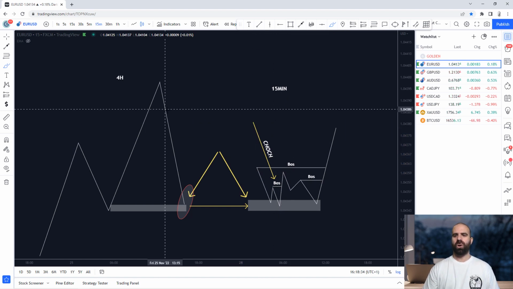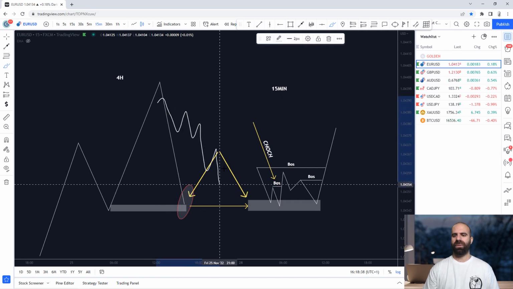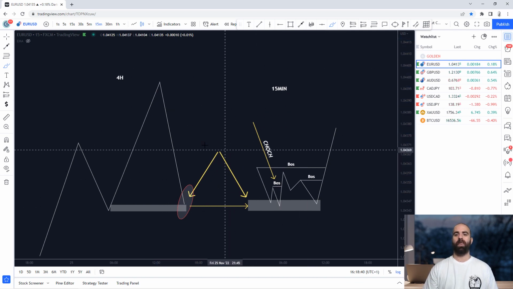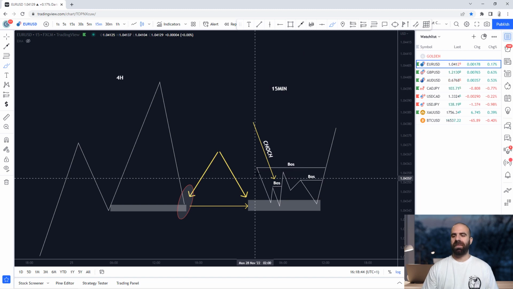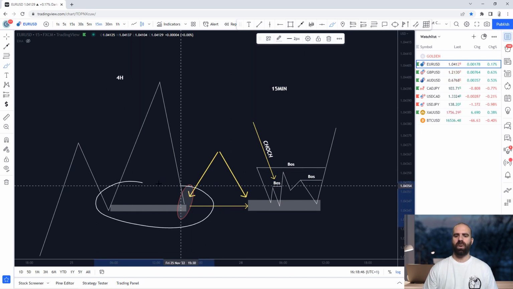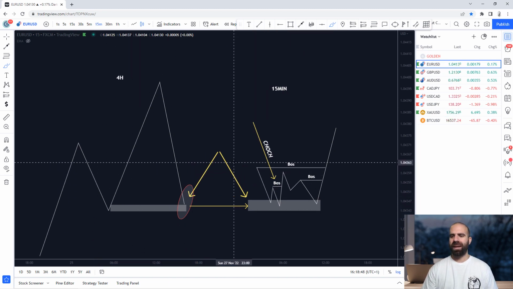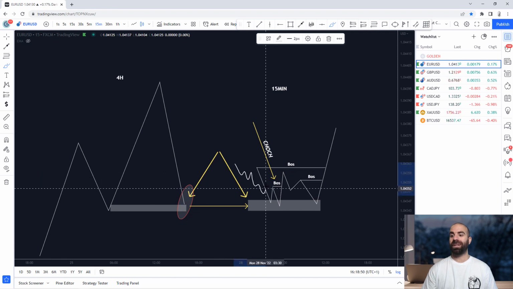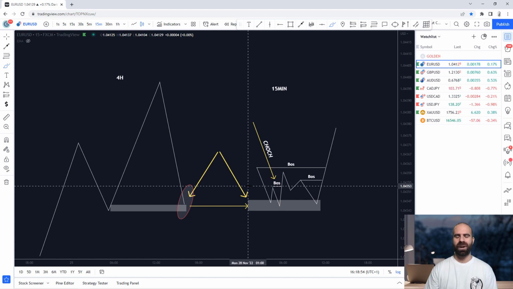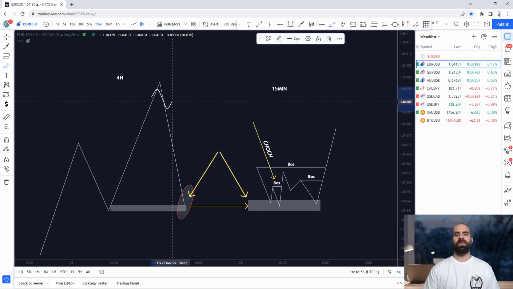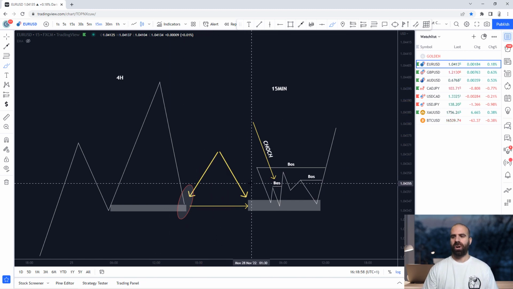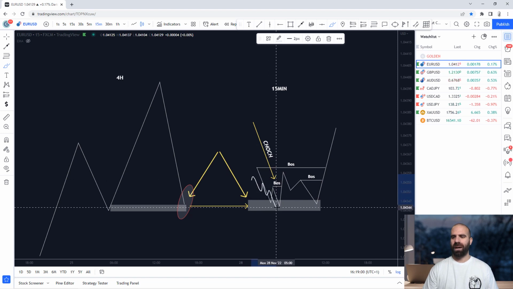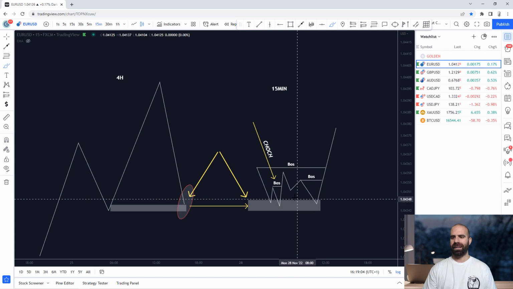So we changed from this pullback, this is a potential pullback on the 4-hour time frame, and within the 15-minute time frame in the 4-hour order block, we changed our character from a downtrend on the 15-minute time frame. This downtrend on the 15-minute time frame is the pullback from the 4-hour time frame. So we changed character from a downtrend to an uptrend by breaking this structure right here.